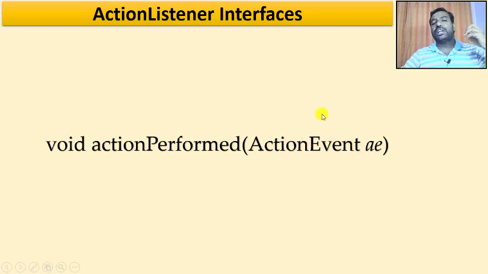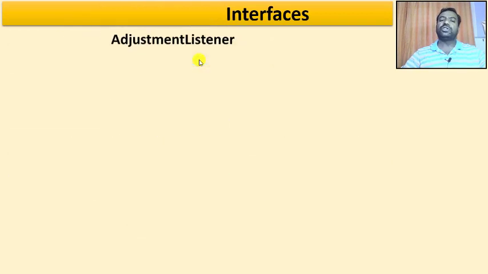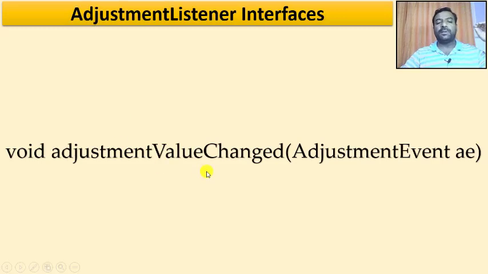An object will be created for every event, and that object of the action event class will be passed as a parameter for the method of the interface action listener. Similarly, we have the adjustment listener, which has one method, adjustment value changed. If I have a scroll bar, the value of the change that happens is what the adjustment object will hold and be passed for this interface.